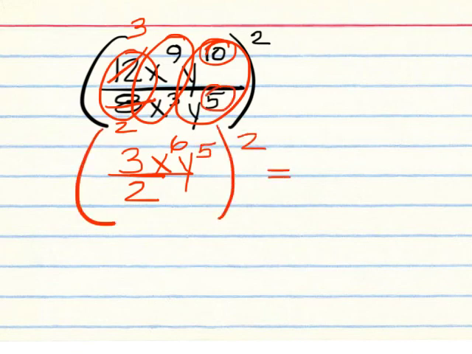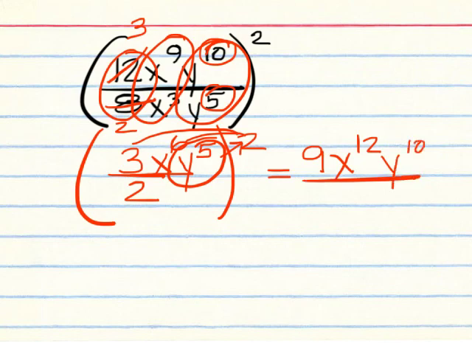Square everything. 3 squared is 9. X to the 6th to the 2nd, multiply the exponents to get 12. Y to the 5th to the 2nd is y to the 10th. On the bottom, 2 squared is 4.